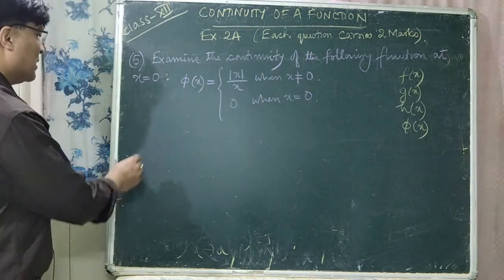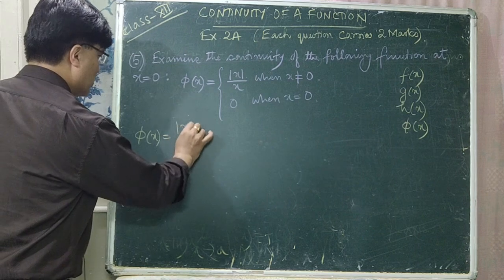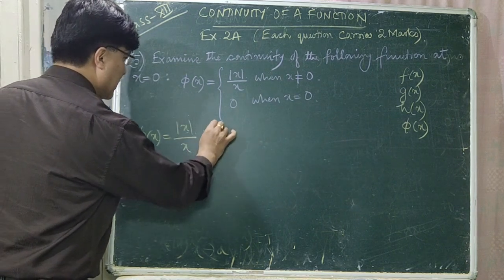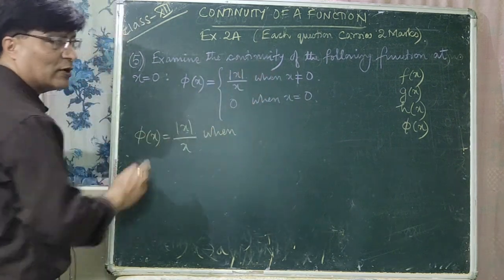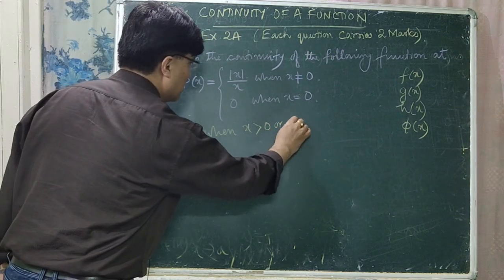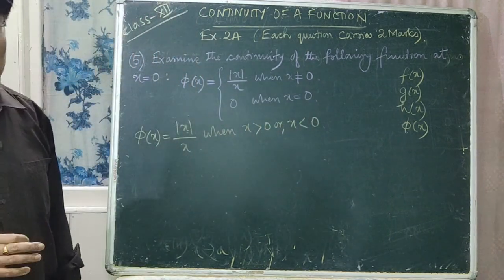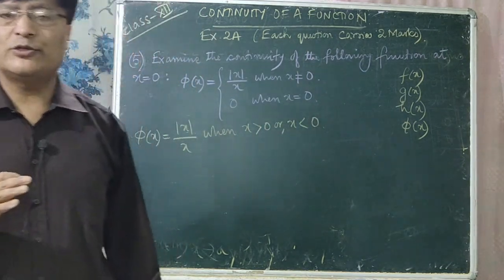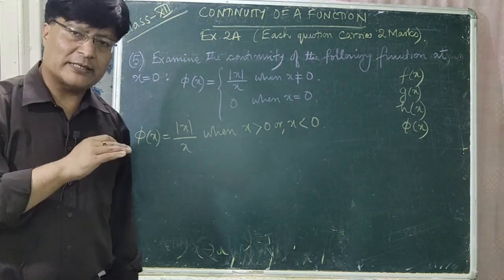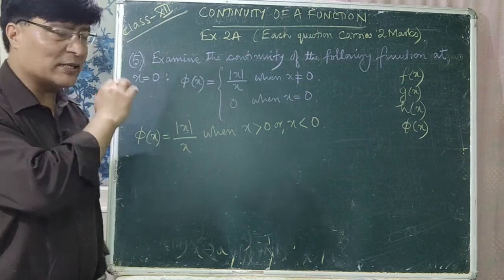Okay. So let us simplify it now. Phi of x is equal to mod x divided by x when x is not equal to 0 means when either x is greater than 0 or x is less than 0. But in this case, x is not equal to 0. The x not equal to 0 means either x is greater than 0 or x is less than 0. So let us simplify it.